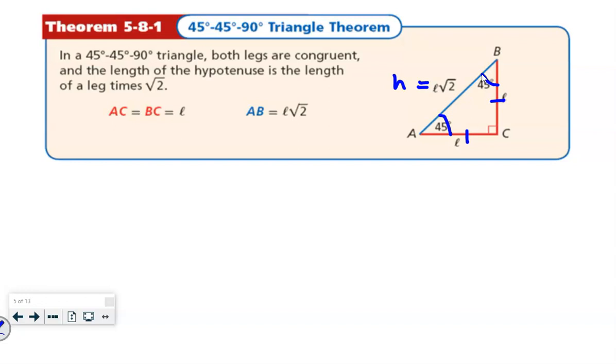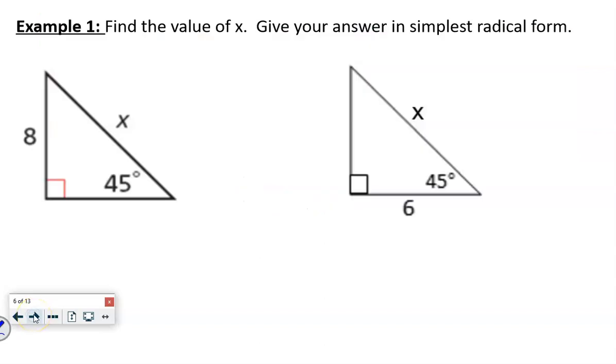So the one and only formula you need to remember for a 45-45-90 triangle is the hypotenuse is equal to the leg times the square root of 2. And we're going to use that over and over today. So in example 1, it says find the value of x. Give your answer in simplest radical form.